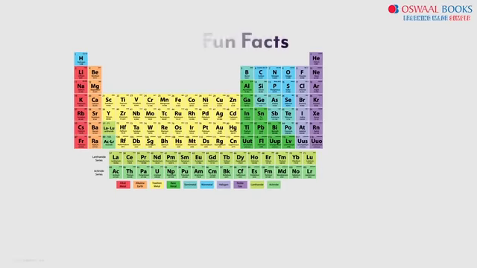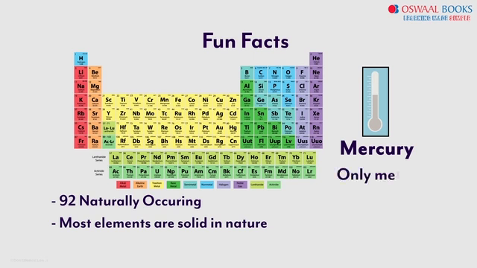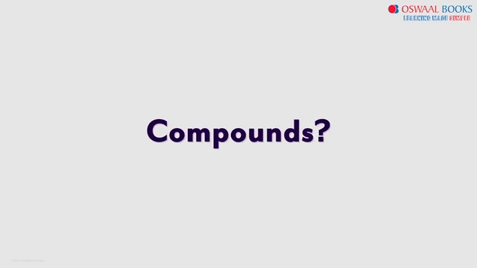Do you know some fun facts about elements? We know about 100 elements till date, out of which 92 are naturally occurring. What about the remaining elements? Well, they are man-made and most elements are solid in nature. But do you know one metal which is in the liquid state? Mercury. That's right. Mercury is the only metal which is in the liquid state. It will also surprise you to know that 11 elements in these 100 are in the gaseous state at room temperature. The world of chemistry is really interesting. We will study how these elements mix to form compounds in our next video.